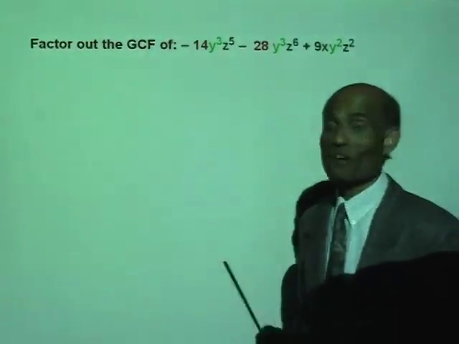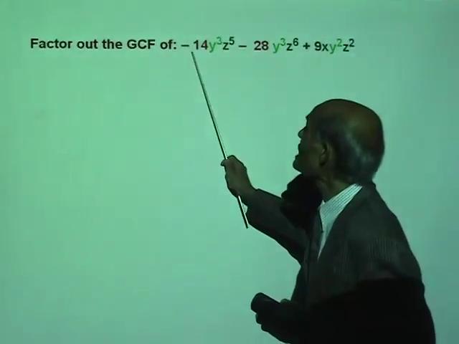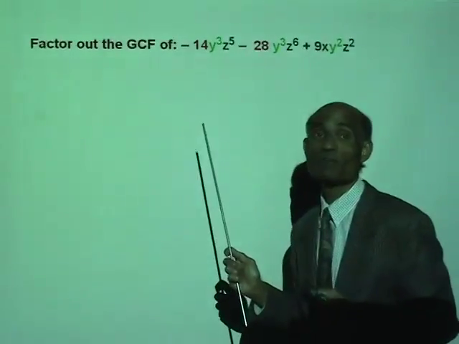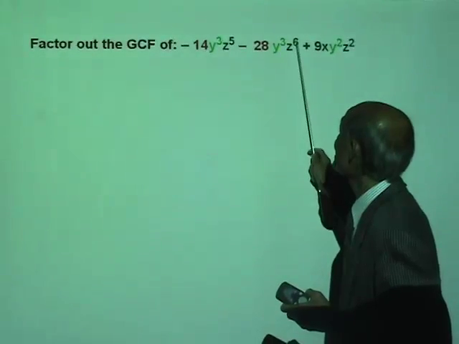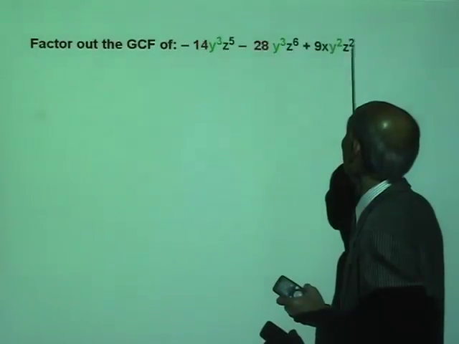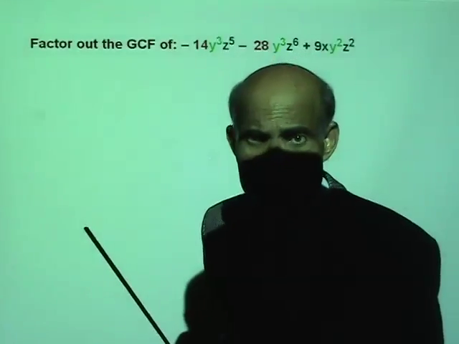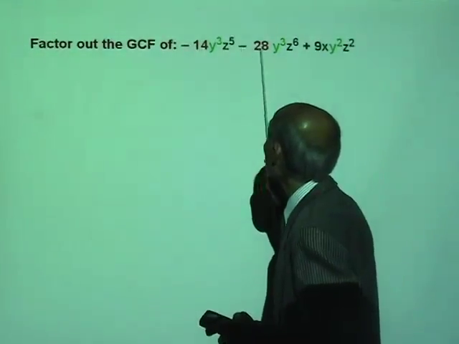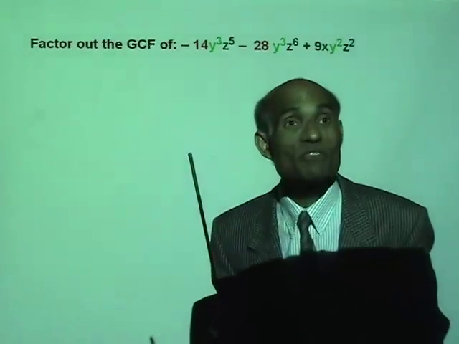Alright, another one. Factor the greatest common factor of negative 14y cubed z to the 5 minus 28y cubed z to the 6 plus 9xy squared z squared. Alright, look at the numbers there. Negative 14, negative 28, 9. Are there any common factors there?